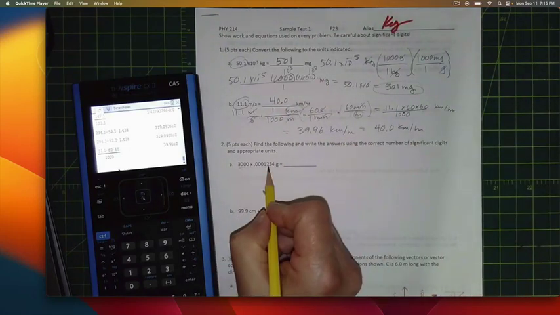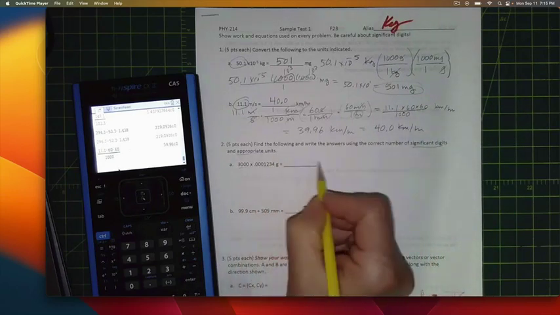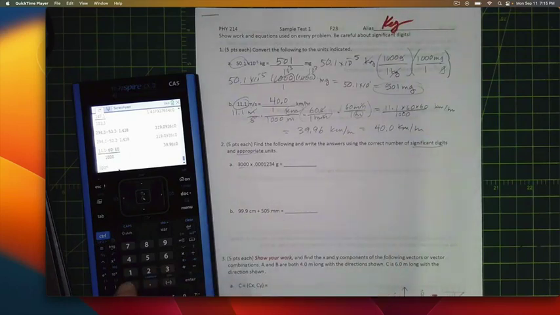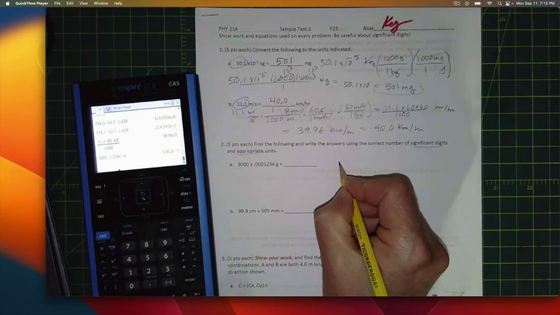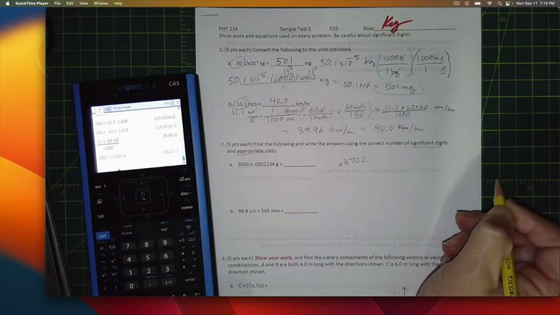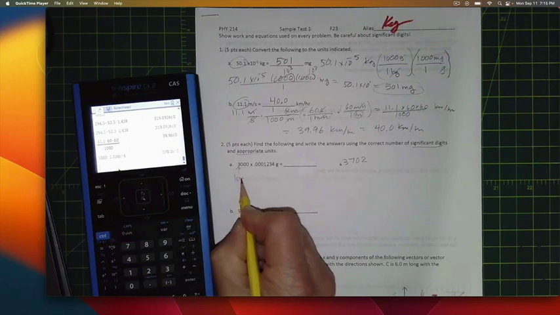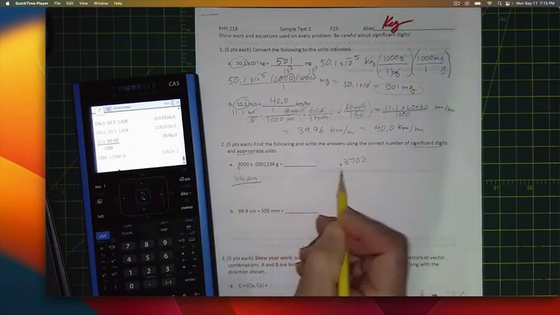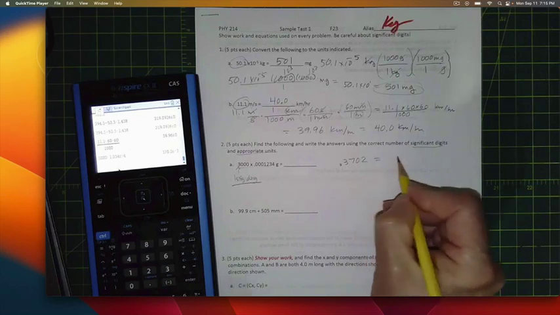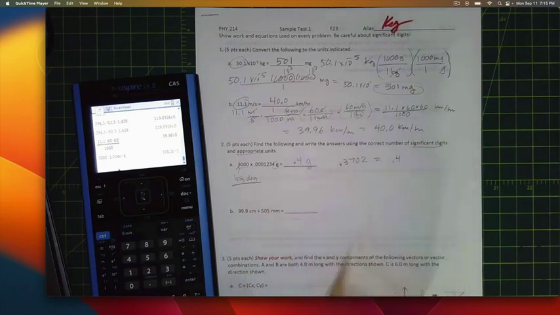All right, number 2. We're supposed to do the multiplication here and get the correct number of significant digits and the units. So we just put in our calculator 3,000 times 0.000123. We end up with 0.3702. Looking at significant digits, though, this one only has one significant digit. So our answer can only have 1 significant digit, so that means we have 0.4. Units, we'll just keep it in grams.